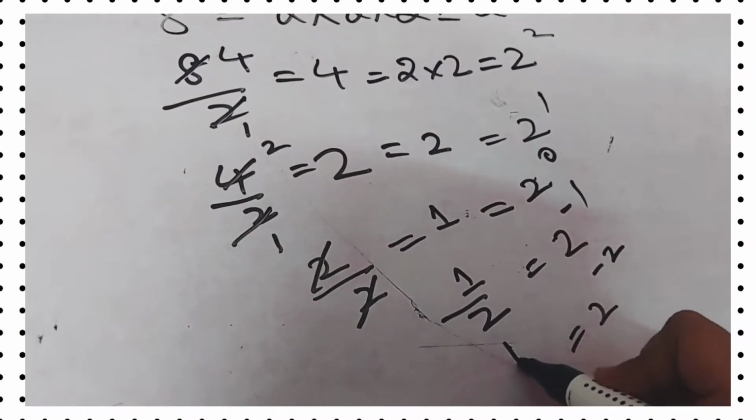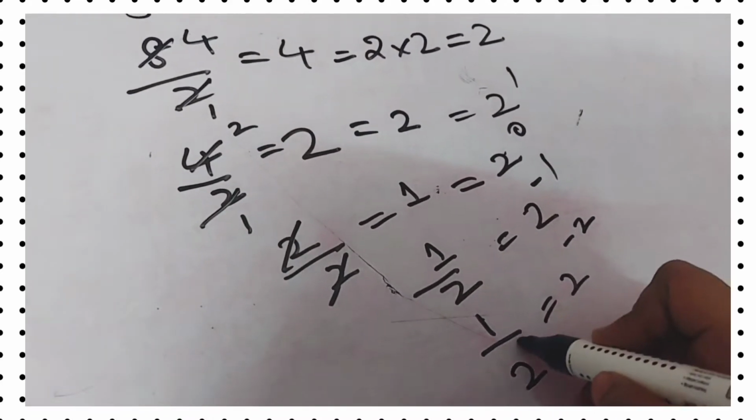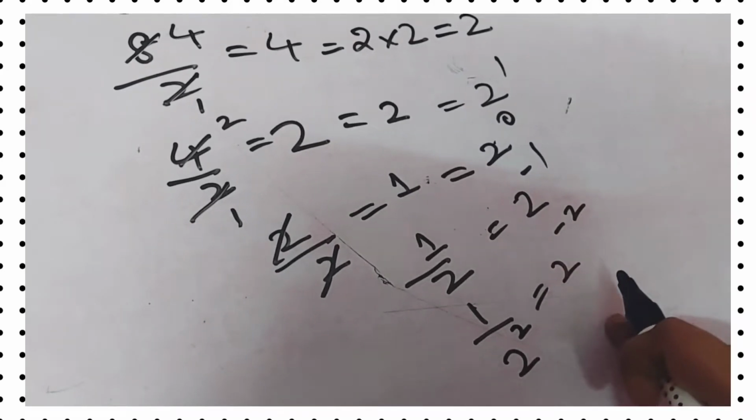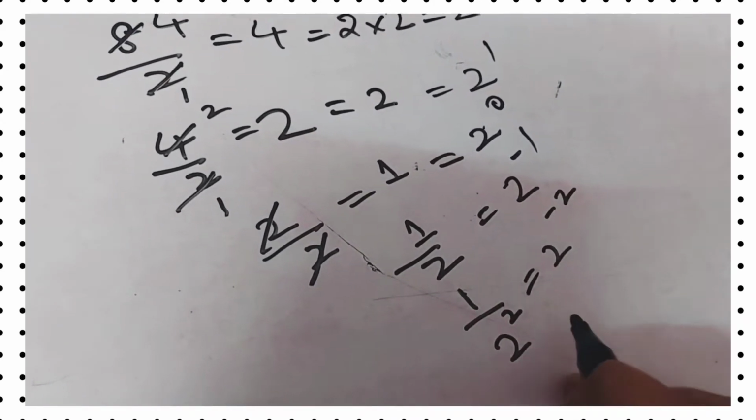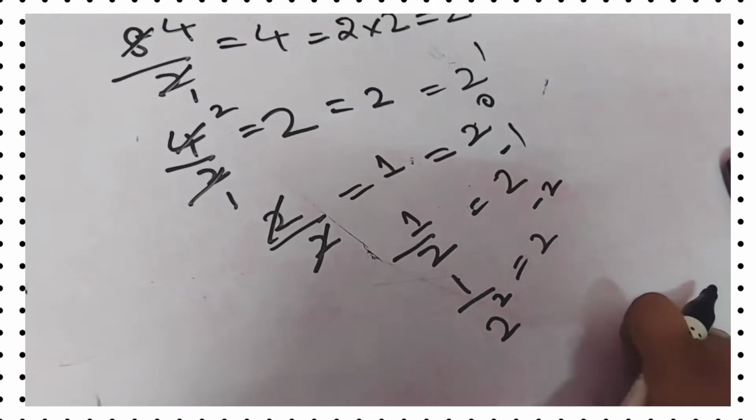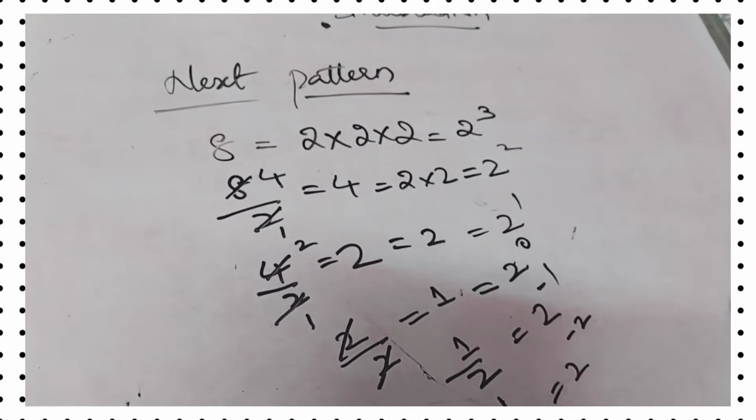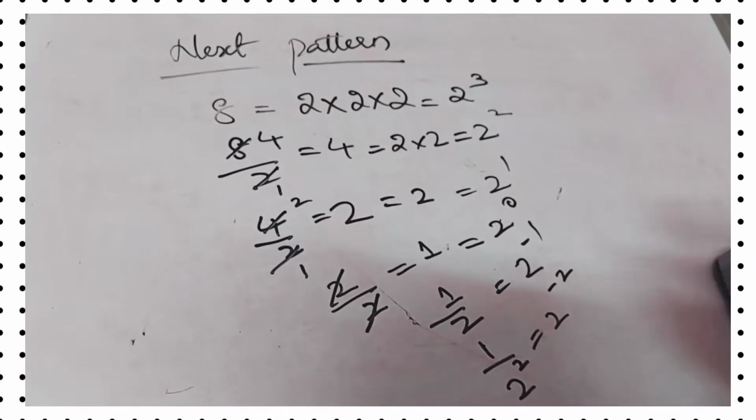So now how to write this? 1 by 2 to the power of 2. Again, if 2 to the power of minus 3 is there, 1 by 2 to the power of 3. Like this the pattern goes on. Okay, so like this you have to remember this pattern.